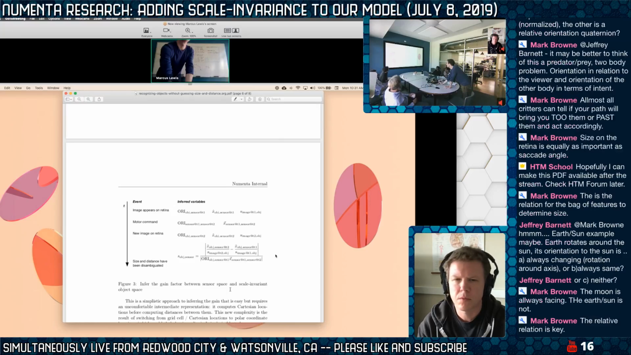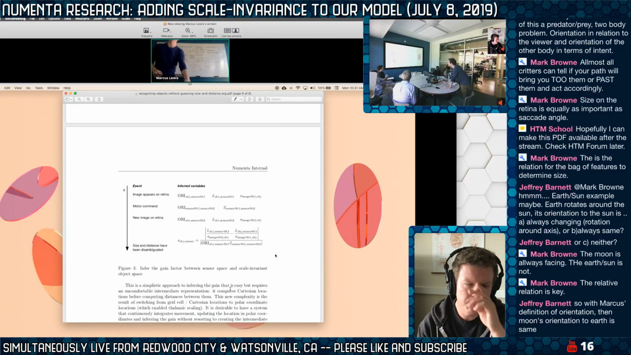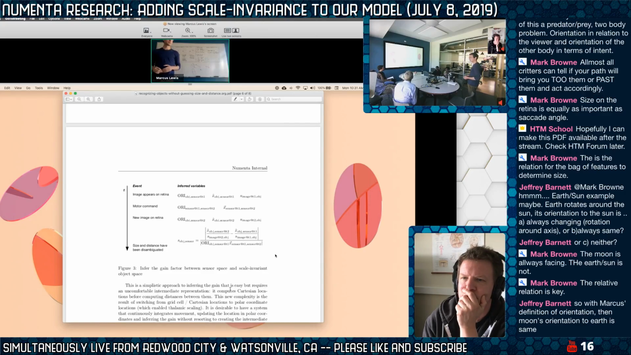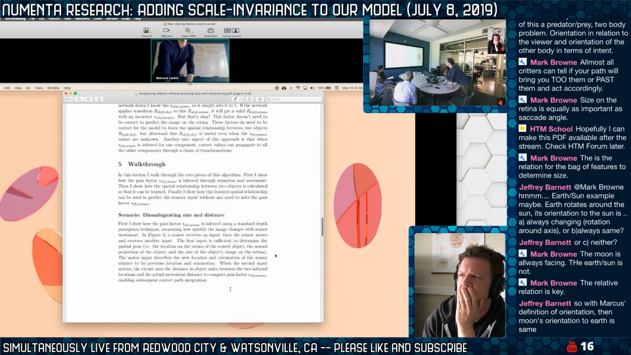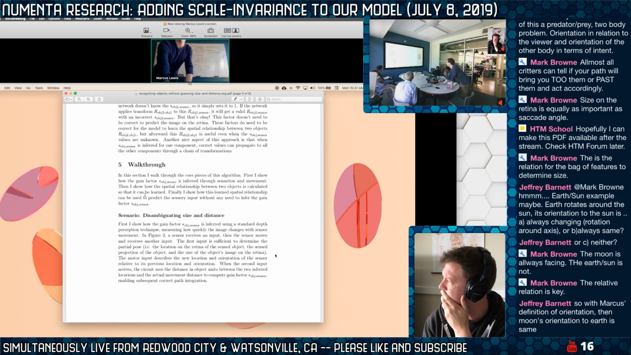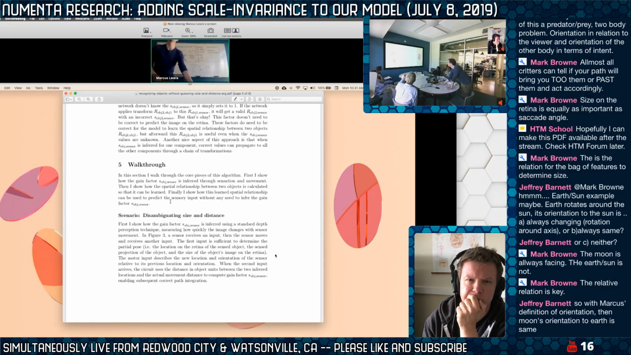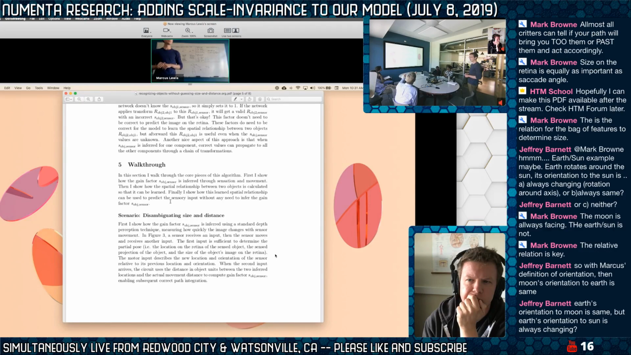If I read this, I mean, you say inferring gain, but this is really learning a novel object. Is that clear if I read this? I guess when you read it in context, I talk about the 3 walkthroughs I'm going to do. I'm just showing you the paper out of context. First I show how the gain factor is inferred through sensation and movement. Then I show how the spatial relationship between 2 objects is calculated so that it can be learned. Again, if I saw this, I wouldn't know that this is learning a novel object. I would assume you're just doing inference. So I would have been confused.